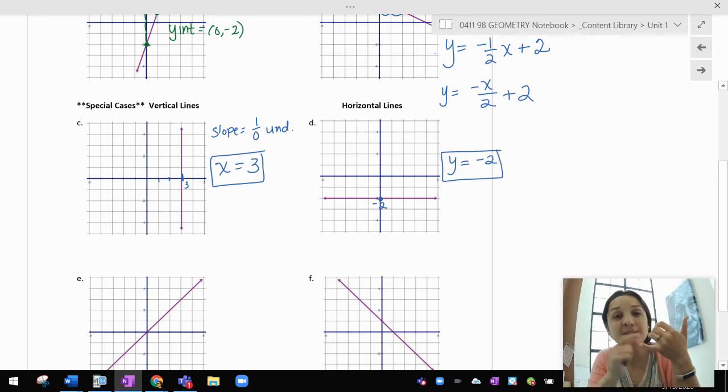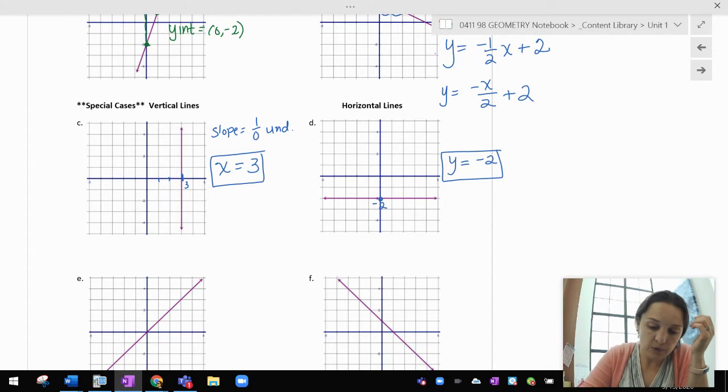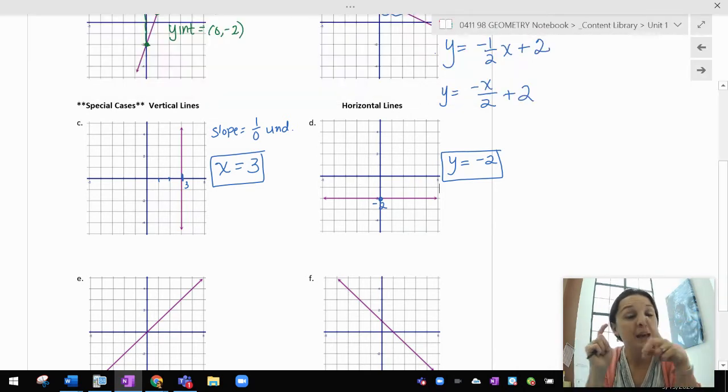So vertical lines have an x equals equation. Horizontal lines have a y equals equation, where it's just set equal to one number. And if you're thinking, wait a second, can't I still do those horizontal lines with the y equals mx plus b? You can. You don't have to, but you can.